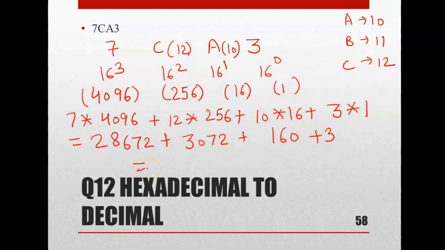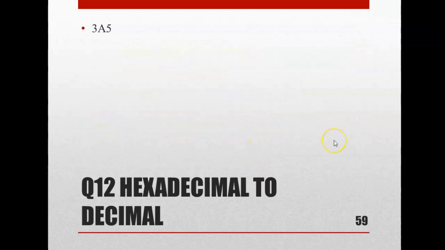Let me do the addition here. It is 28672 plus 3072 plus 160 plus 3, which is equal to 31907. And this is also in decimal. So this is the way to do these types of questions, the way to convert a hexadecimal number to decimal form.